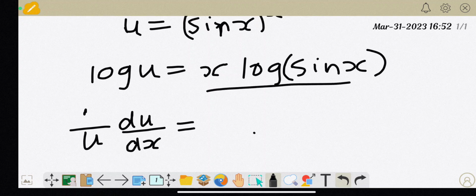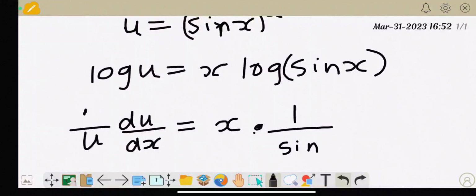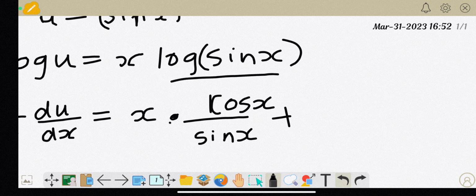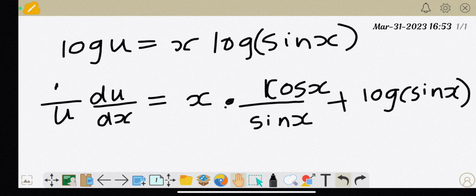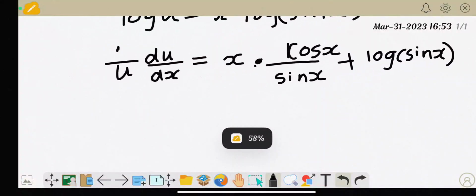Here you have to apply the product rule. So first function into differentiation of second function, that is 1 by sin x, then differentiation of sin x is cos x, into cos x, plus second into differentiation of first. Second function is this, right? So log sin x. Differentiation of x is 1, so I will not write it.